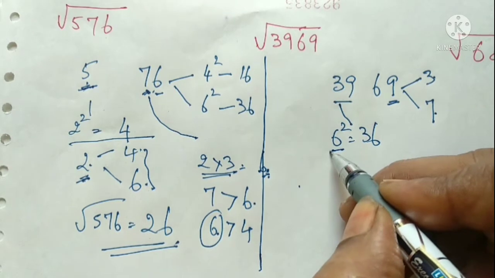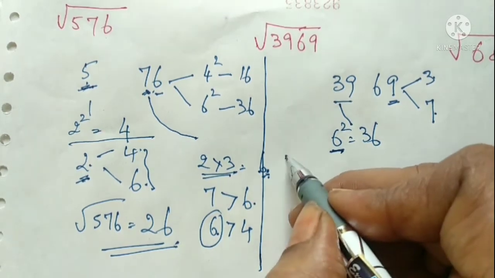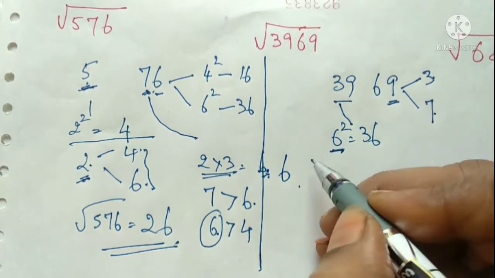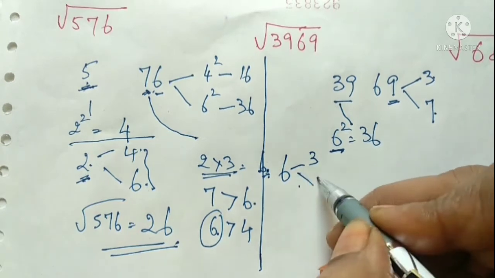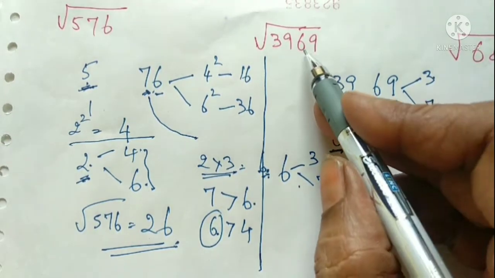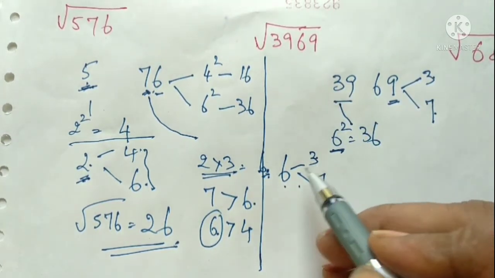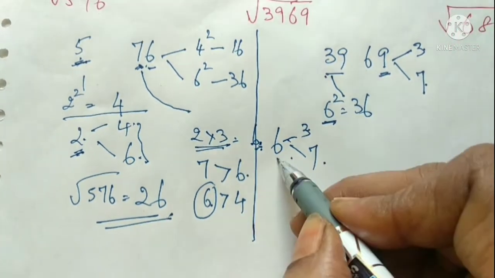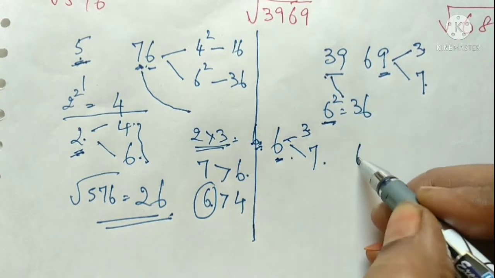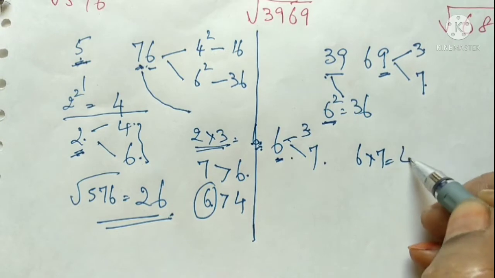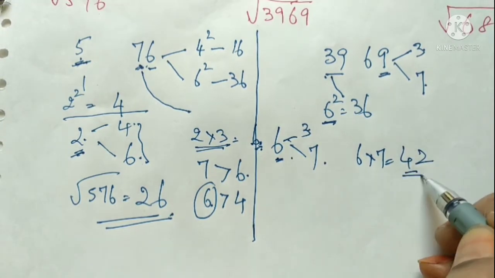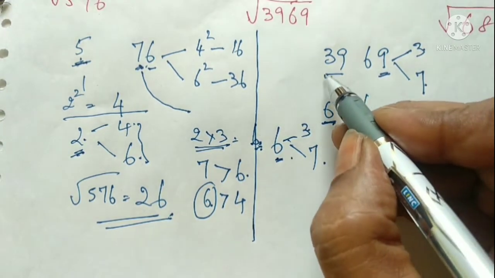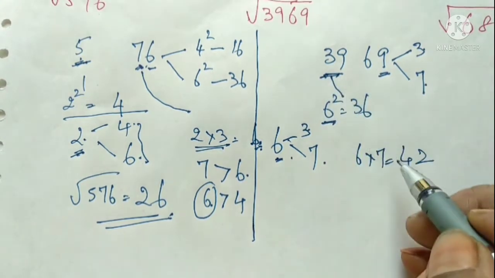Means the perfect square is 6. And here we have two options, 3 and 7. Means the perfect square may be 63 or 67. 6 is multiplied by the next digit, 6 7 is 42. And this 42 we have to compare with the 39.